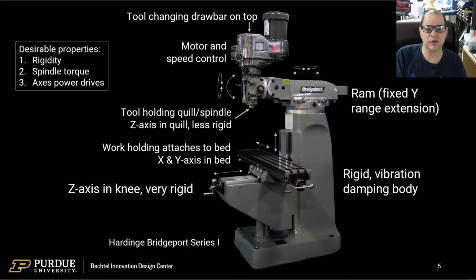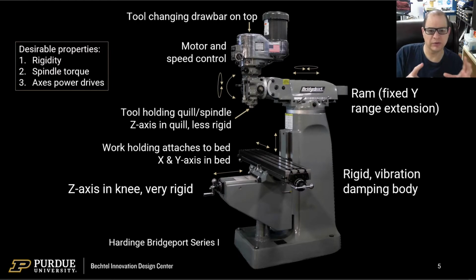So they started with a cast rigid vibration dampening body, cast in grey iron. It's incredibly stable over time. It's incredibly good at damping vibrations created by the cutting process, and it's a very heavy body, giving a lot of structure and rigidity to the whole system.